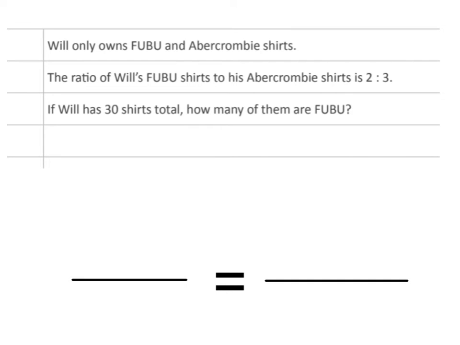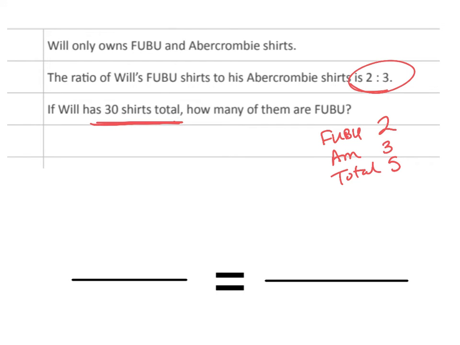Welcome back. So let's talk about his FUBU shirts and his Abercrombie shirts and then the total. So here's our ratio. 2 FUBU shirts to 3 Abercrombie shirts for a total of 5. So here's the numbers that we're going to use. The actual number they gave us is the total, and they want to know FUBU. So we're going to put FUBU up on top and the total down on the bottom.